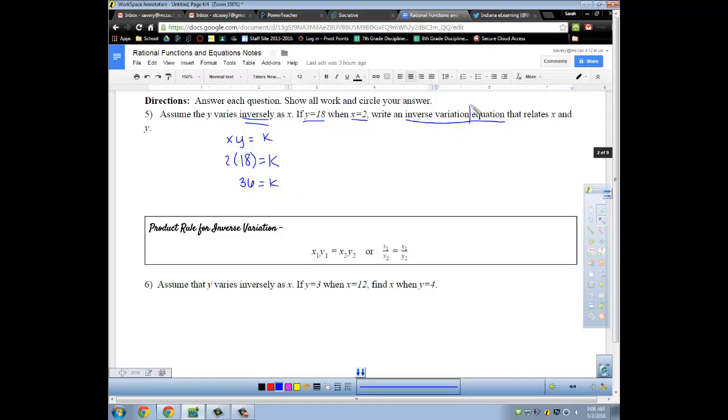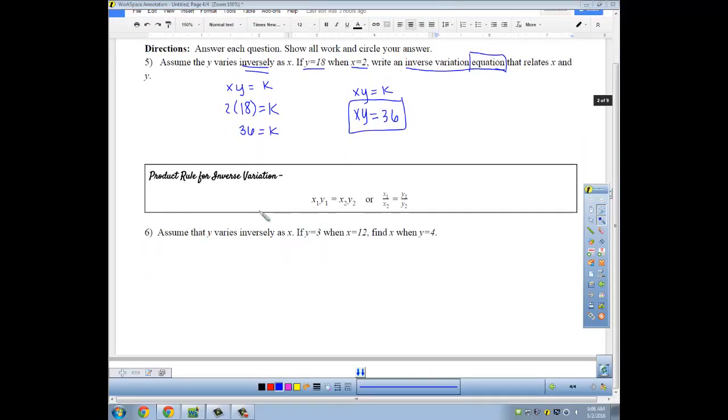They wanted me to write this equation. So what you do is start back at your original equation. Since I know that k is 36, just plug in 36 and that's your answer. So this would work if they said, okay, x is this, what is y? You could quickly figure it out.